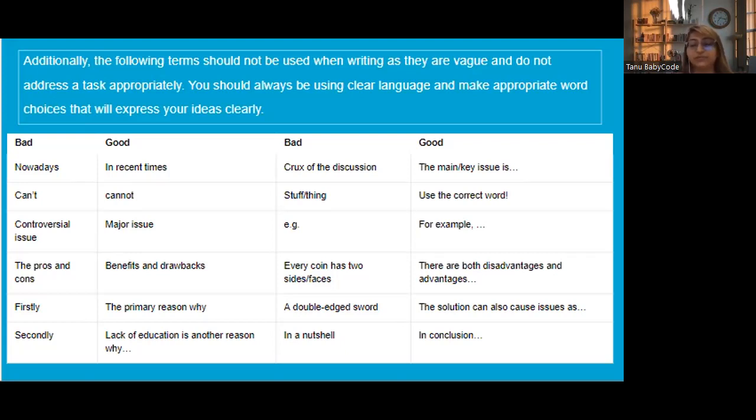E.g. stands for example, so write for example. Every coin has two sides or faces. There are both advantages or disadvantages. A double-edged sword. The solution can also be an issue. As in a nutshell, in conclusion, right?